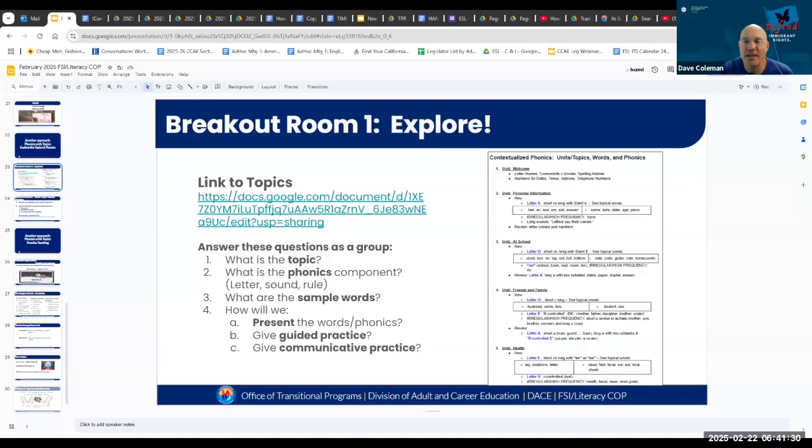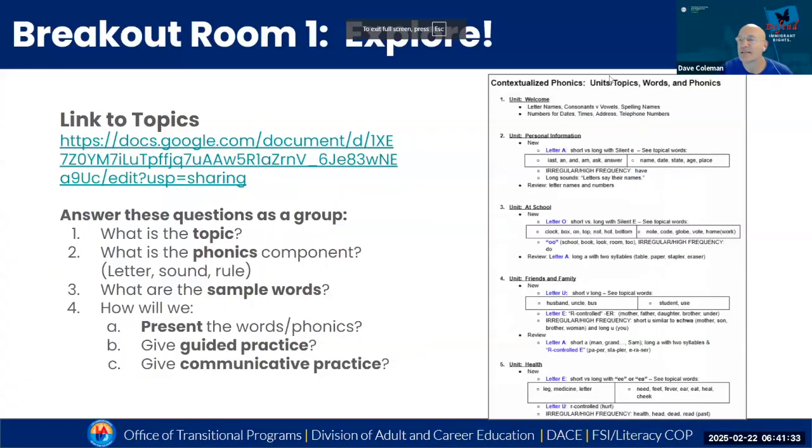We looked at various topics and connective phonics so that they make sense to our students. Was there a particular unit that your small group looked at that you thought, oh, this makes sense, or that you had questions about in terms of what was there on the screen, or do you think we could change this document to make it better? What are your thoughts? Feel free to unmute and share with us.